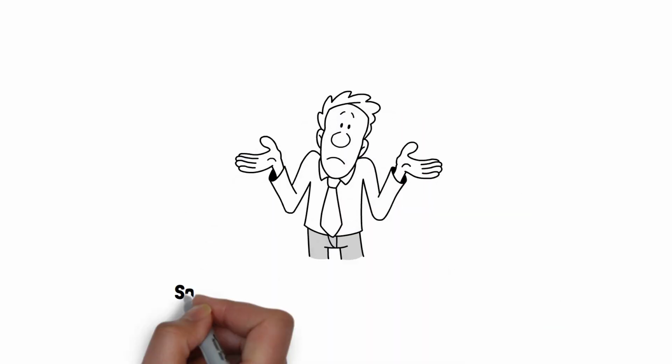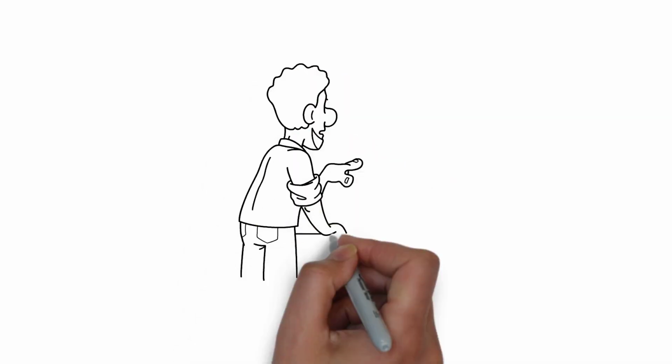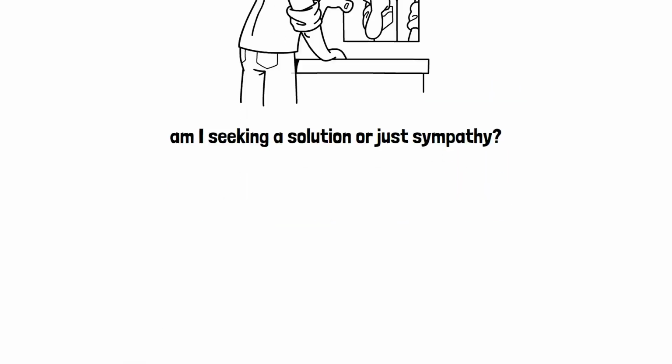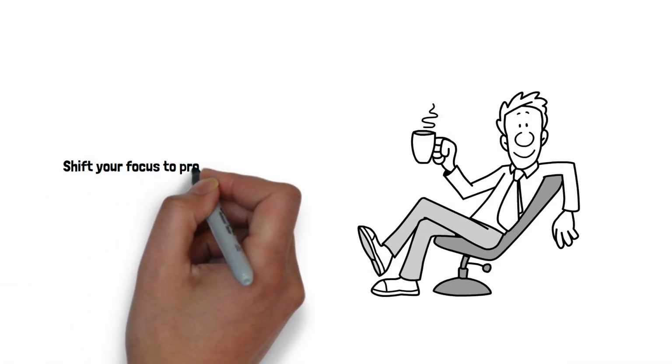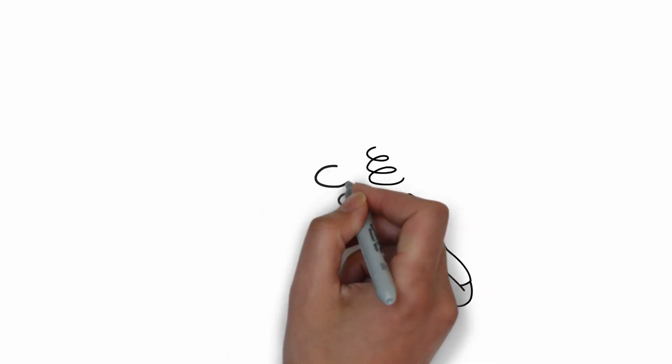So, how can we break free from this cycle? For the victim, take a step back and ask yourself, am I seeking a solution or just sympathy? Shift your focus to problem solving and personal growth. If you're playing the victim intentionally, it's time to stop. You are depriving yourself of personal growth.